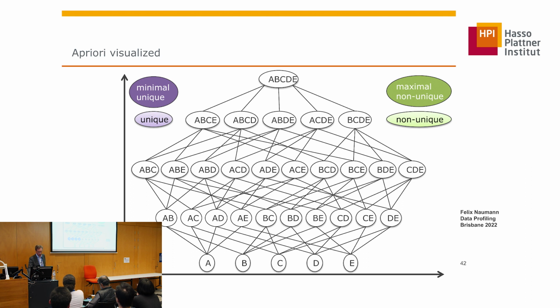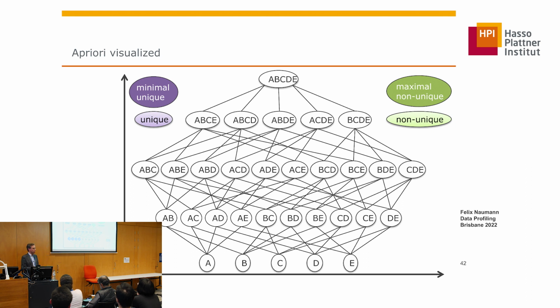And then you go a level higher and look at those. They're all non-unique, unfortunately, so you go one level higher, check that one, and then that one is maximal non-unique. You know that because this one here is unique, so the other one must be maximal non-unique, and then you're done.